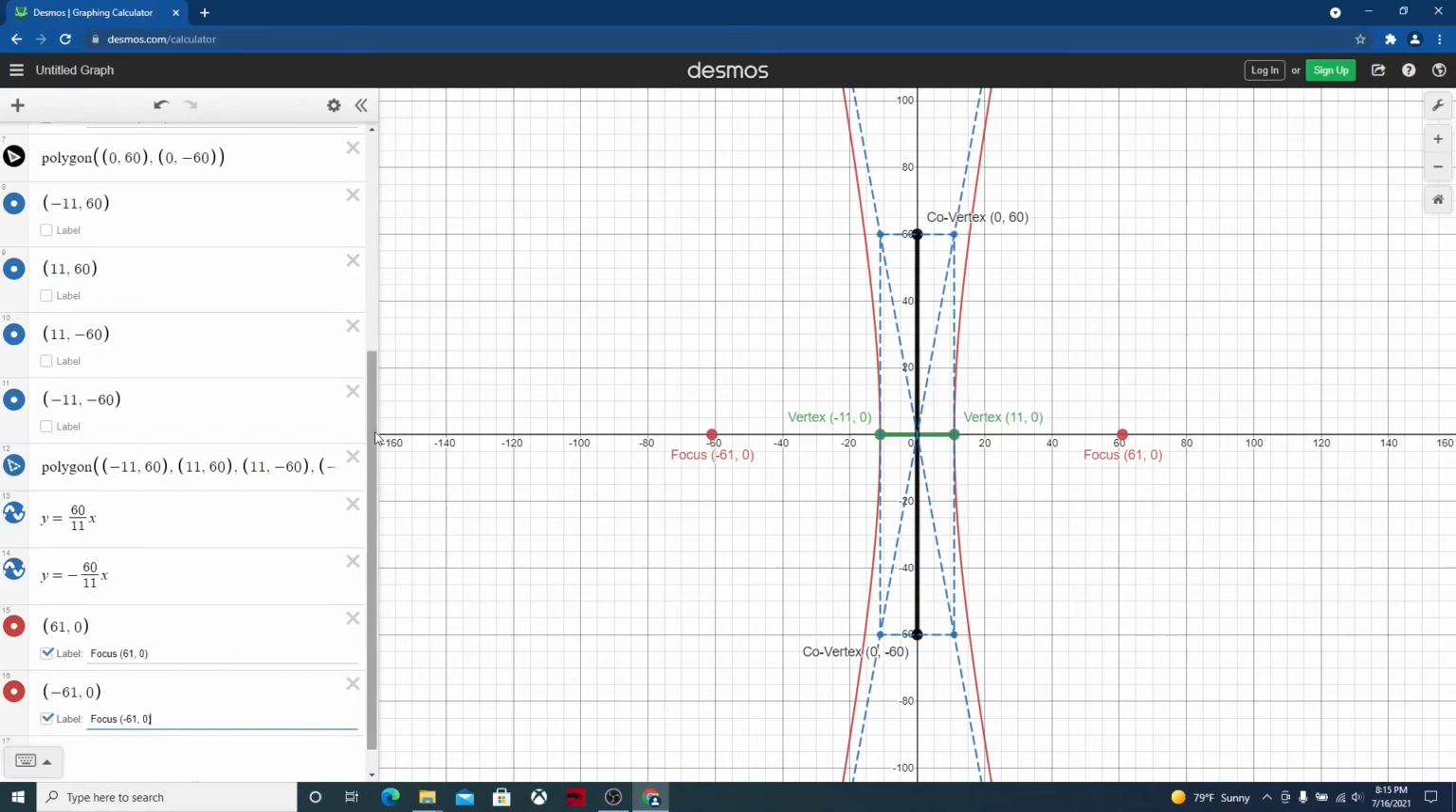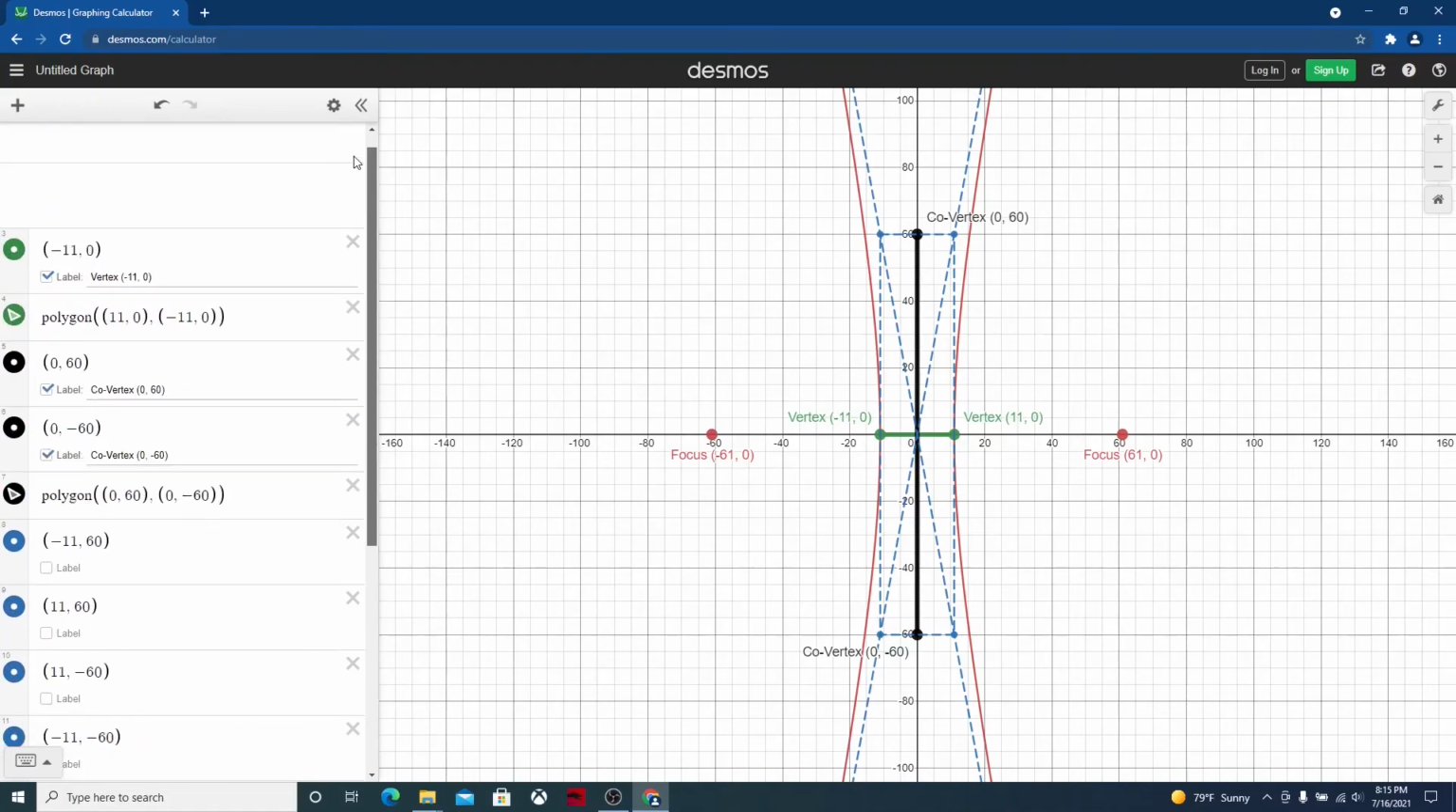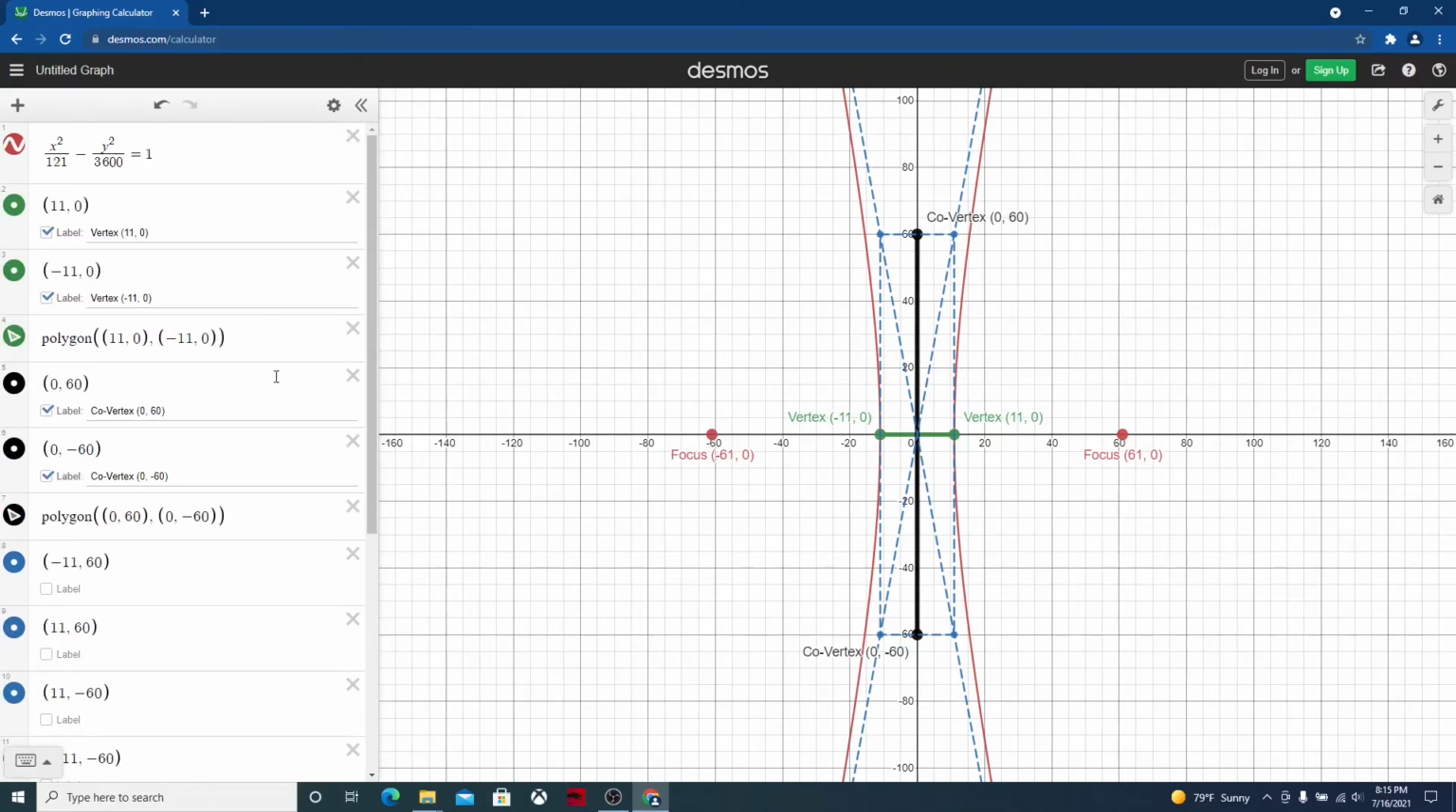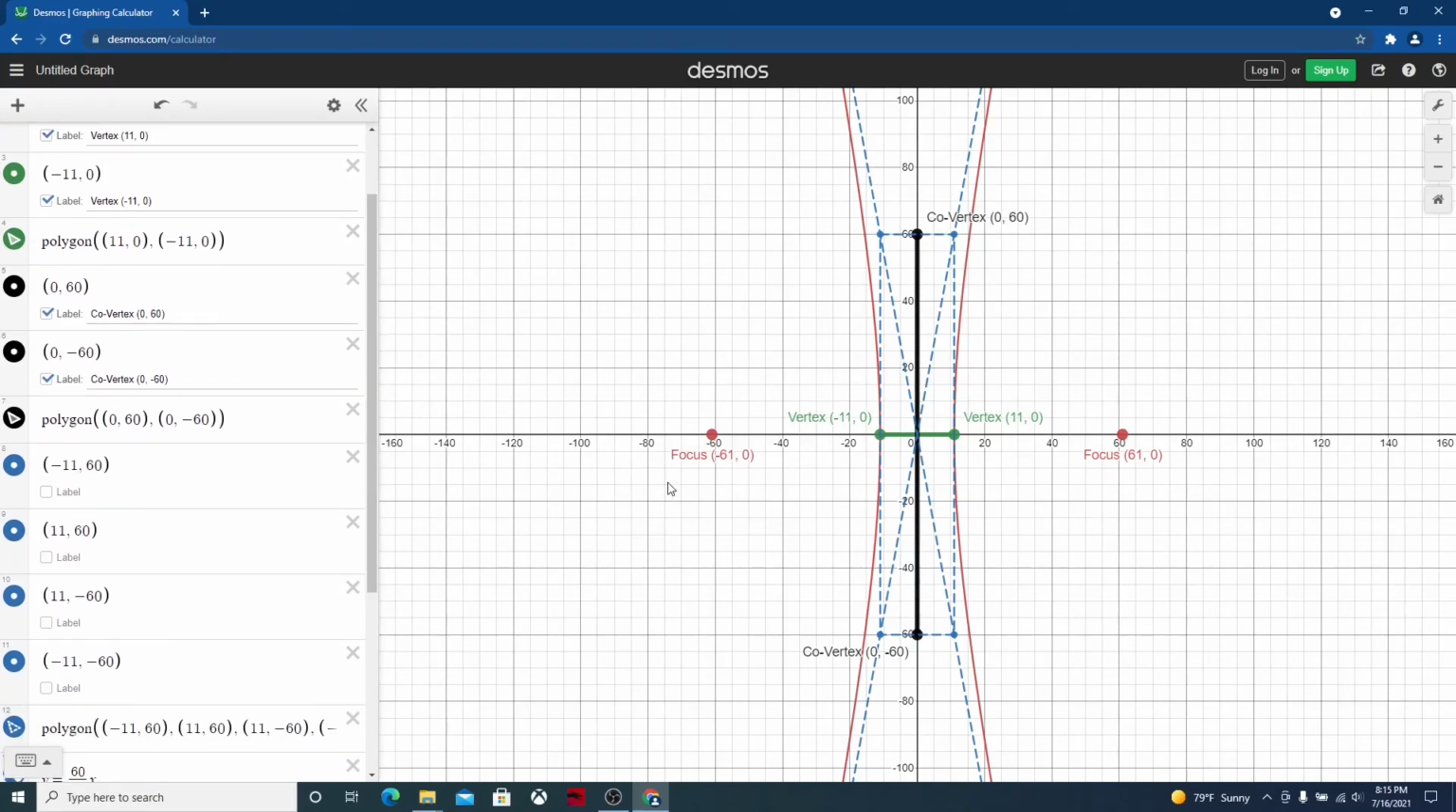We have, as you saw, the vertices, individually a vertex. We have the co-vertices. We plotted the transverse axis and the conjugate axis. The transverse axis joins the vertices. The conjugate axis joins the co-vertices. We have also plotted the four corners of our x box. I like to call it an x box because the asymptotes make an x that goes through the center of that box. So consequently, it's the x box.